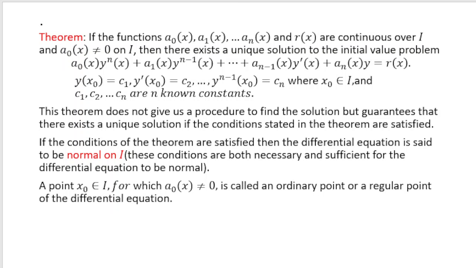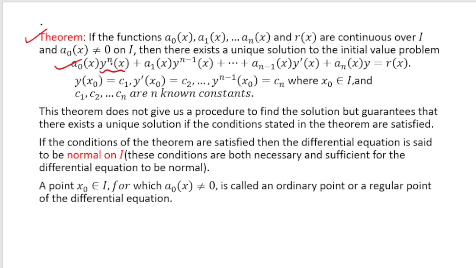Okay, fine. Now this is a theorem, so don't get intimidated by this long statement. I will explain it, just listen very carefully. If the functions a0(x), a1(x), an(x) and r(x) are continuous over an interval I, and a0(x) is not equal to 0 on I, then there exists a unique solution to the initial value problem. If you look at this expression, this basically represents a linear differential equation of order n.